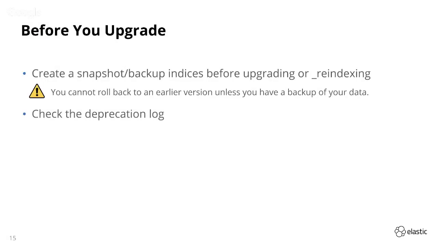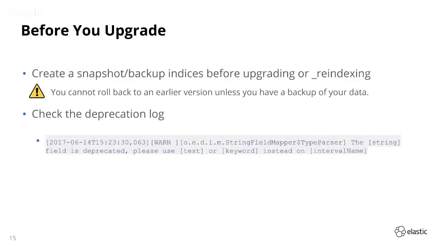You also want to check the deprecation log. Within the deprecation log, as an example, there's this one message right here. It gives you information about what things have been deprecated, whether it's a setting or a mapping, something that will prepare you when you upgrade to 7, so that you know what changes you need to make, or get ready to make, so you don't run into any problems once you've upgraded.